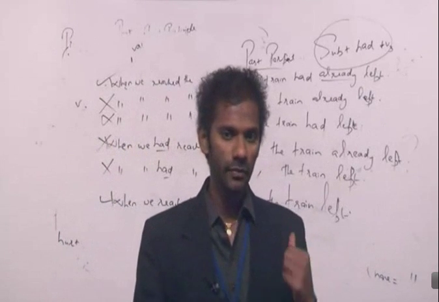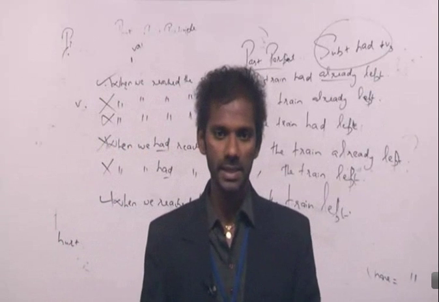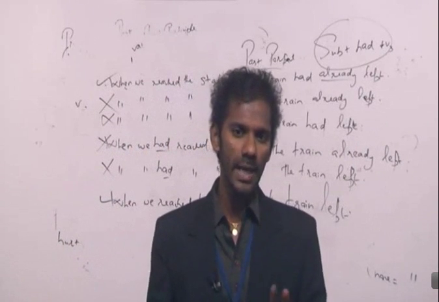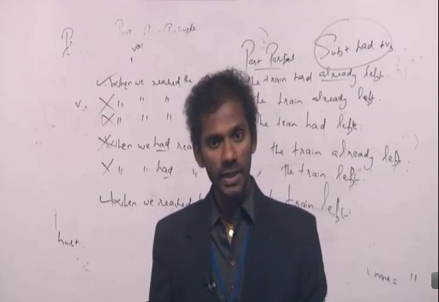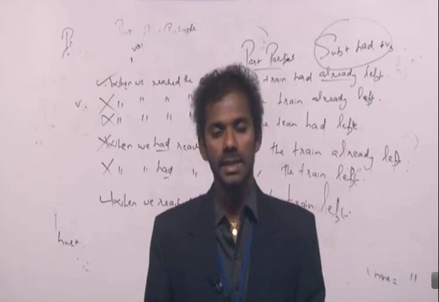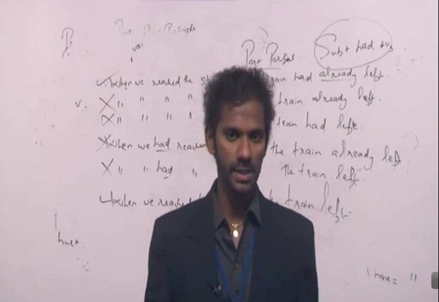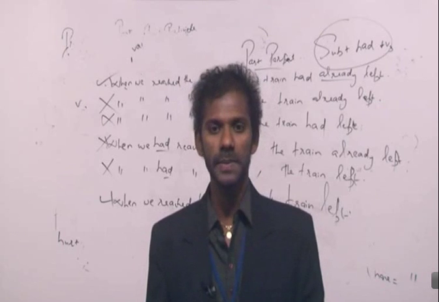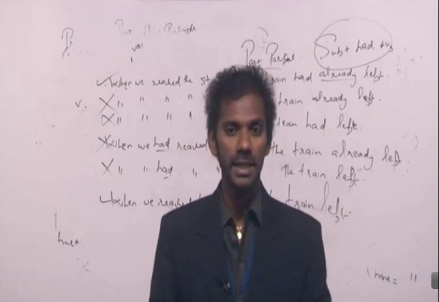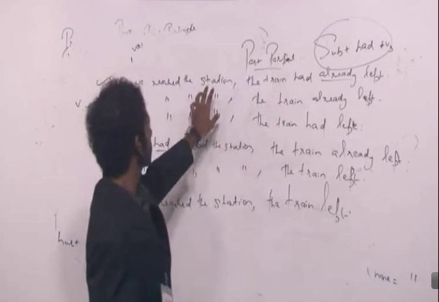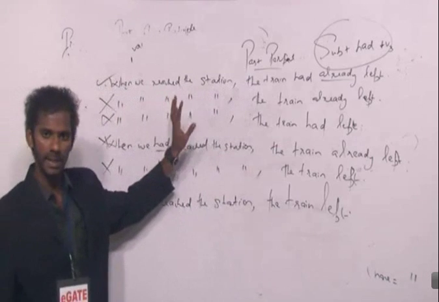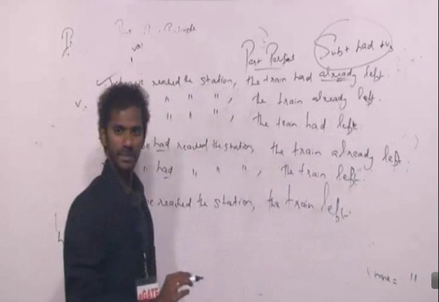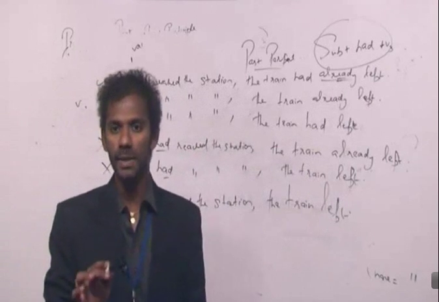Clear? So in the first sentence, we have two actions in the past tense, and there is a time difference as well. The rule says, when there are two actions in the past tense, and only if there is a time difference between the two actions, the action that is completed first, not started first, must be in the past perfect tense. That is a rule. Clear? So the action that is completed first must be in the past perfect.